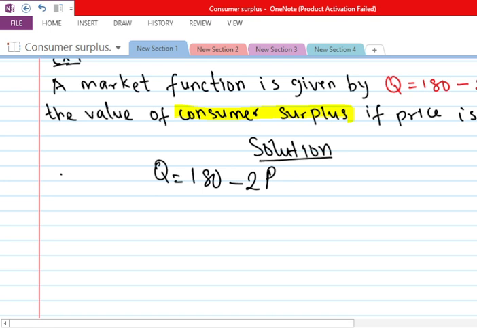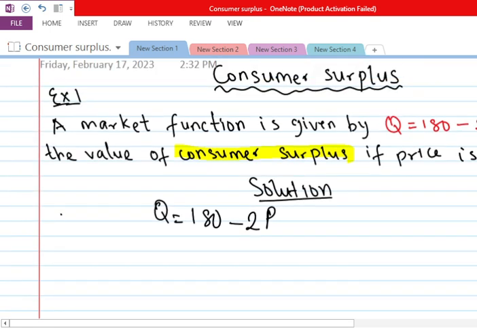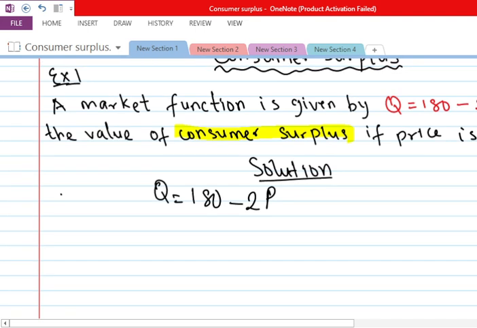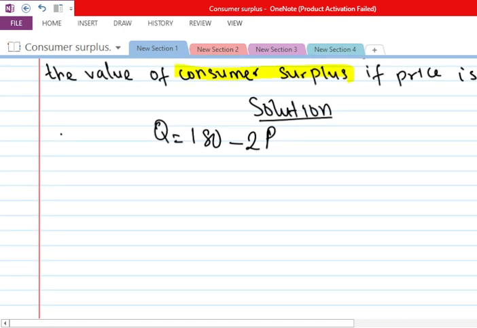Okay, in this episode we'll be treating the consumer surplus. I hope you're ready. We have a market function given as Q equals 180 minus 2P, and they gave us a price of 65 and asked us to determine the value of the consumer surplus.